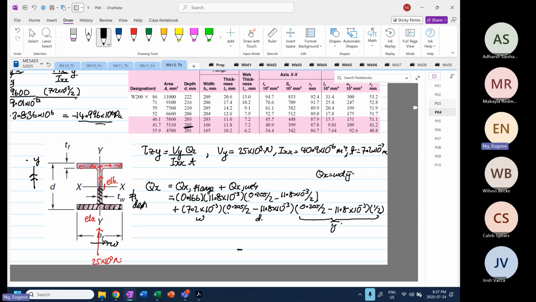So from here, you have to be very careful now. So 0.205 divided by 2 minus 11.8 times 10 to the power minus 3 divided by 2, times 11.8 times 10 to the power minus 3, times 0.166. So it's equal to 189.22.